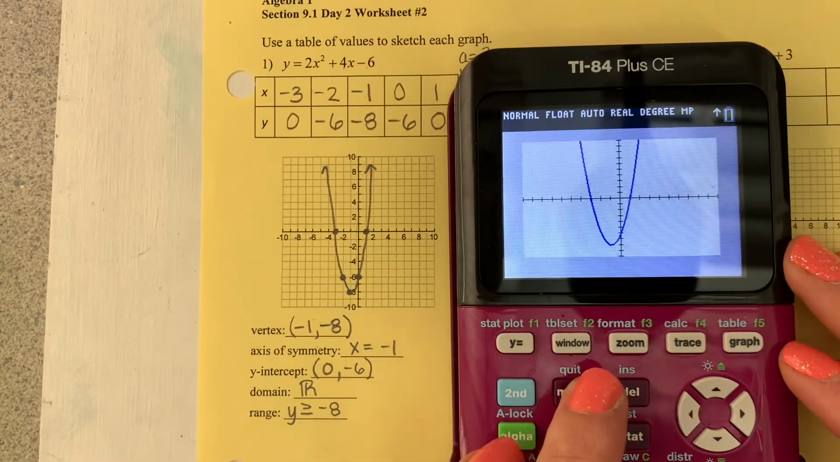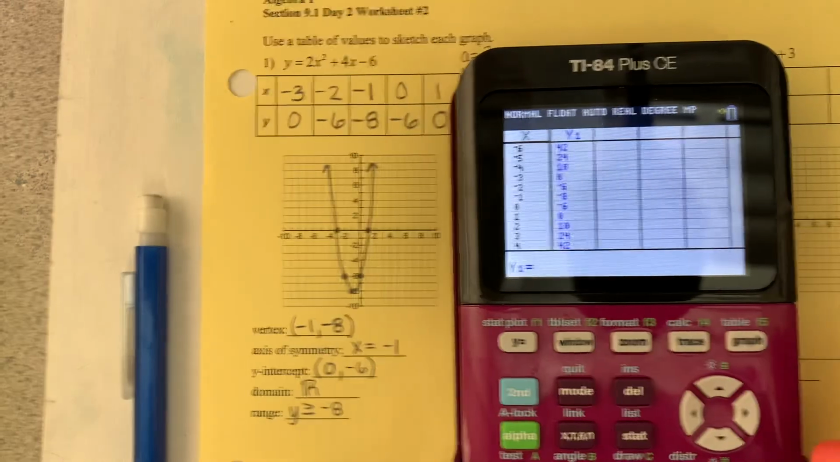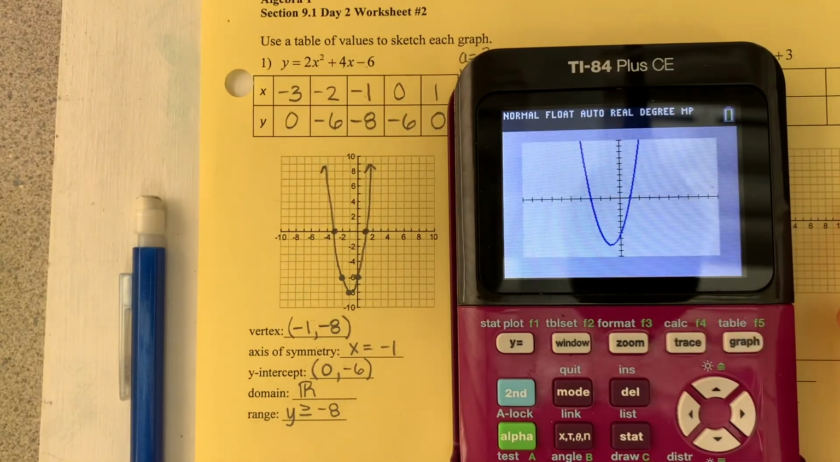All right, and that's it as far as the calculator, being able to know how to get the points in the table as well as verify that your graph is correct.